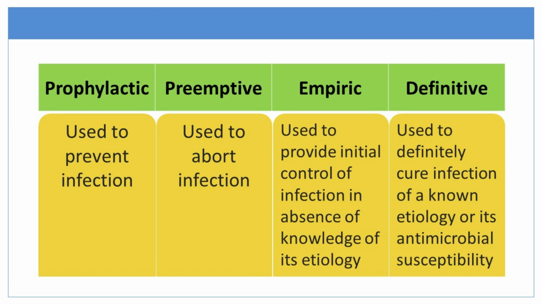Preemptive therapy means that you know that the patient is going to have some sort of infection and we have to abort that infection. Empiric therapy is used to provide initial control of infection in the absence of knowledge of the etiology of the illness. And definitive therapy is when the culture report is back with you and you know the etiology of that particular infection.